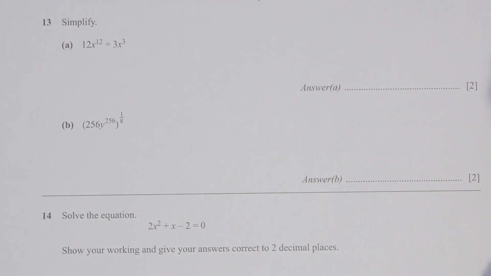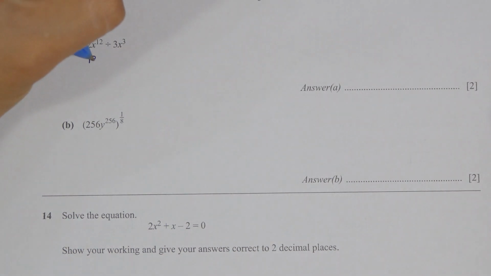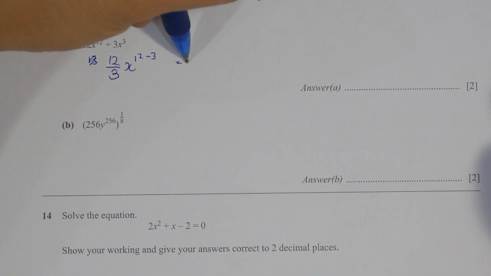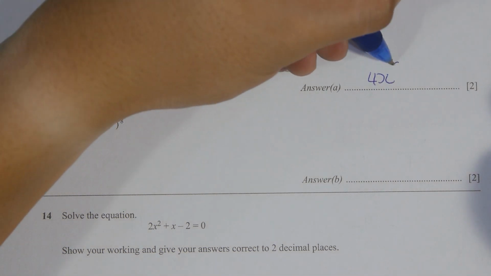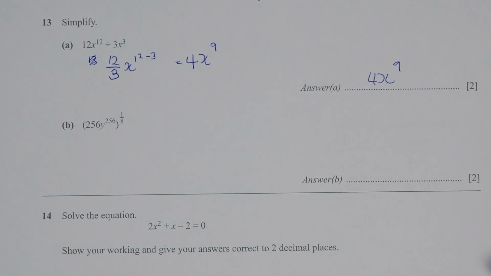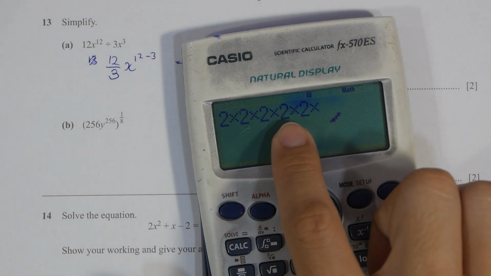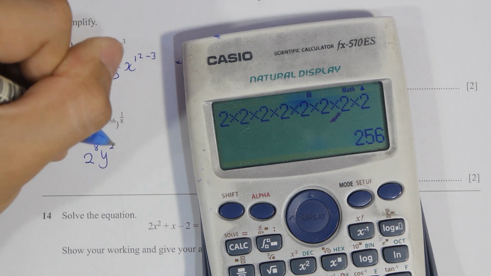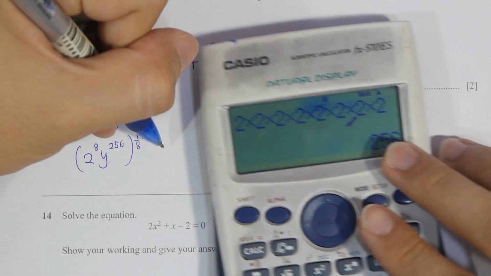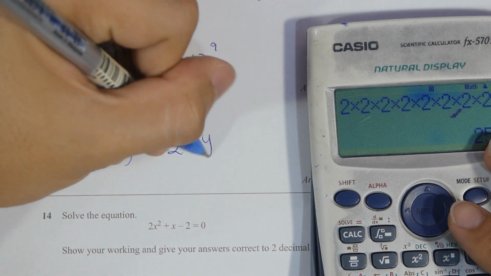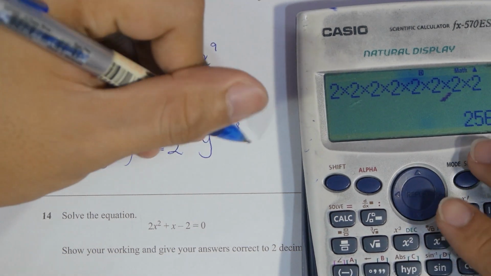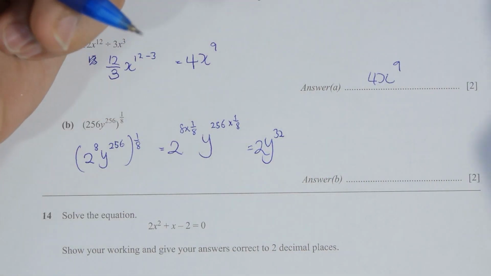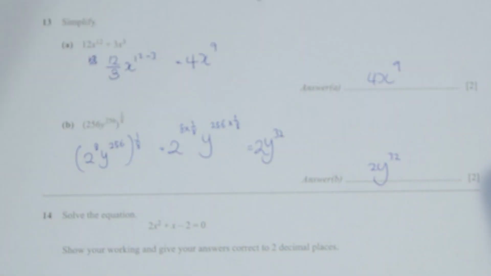Question 13, pretty straightforward. First, I took 12 divided by 3, because they are integers. Whereby for the power side, which is x to the power of 12, I took it to minus power of 3. So your final result will be 4x to the power of 9. Whereby for part B, I converted 256 into 2 to the power of 8, before I multiplied the power with 1 over 8. So after the multiplication, we get the result as 2y to the power of 32.